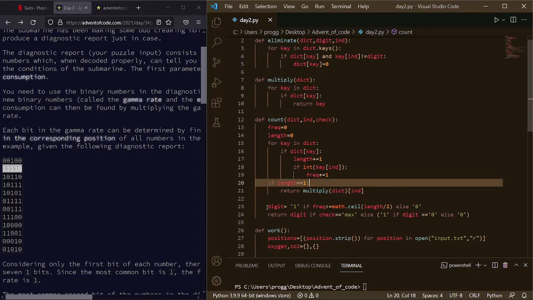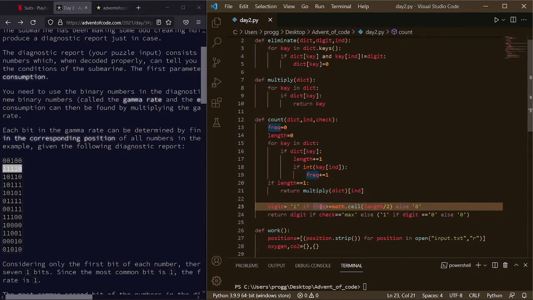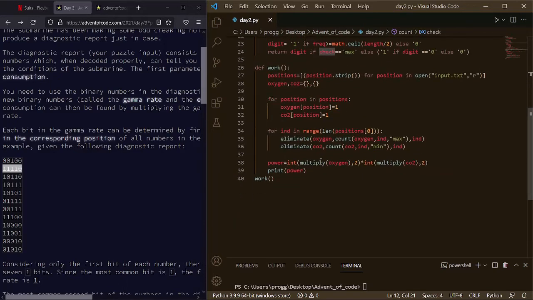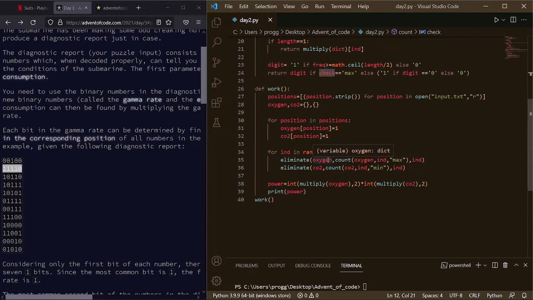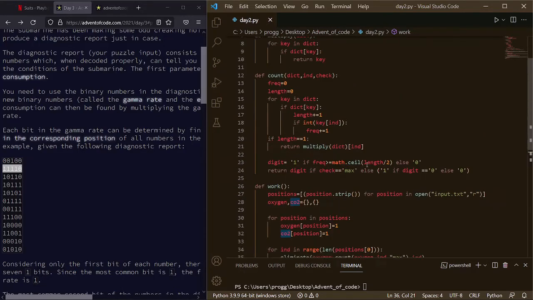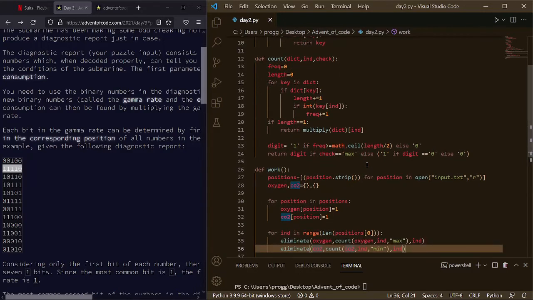So for digit, if frequency is greater than that, which means that if the number of ones is more, then digit is equal to 1. Otherwise it's 0. And if check, now we pass the check because we want to find both oxygen generator rating and CO2 generator rating. So we pass the check variable to just keep a track of which we are trying to find.